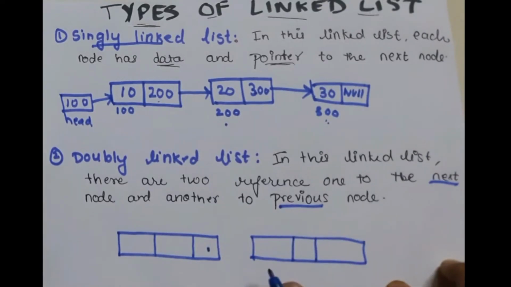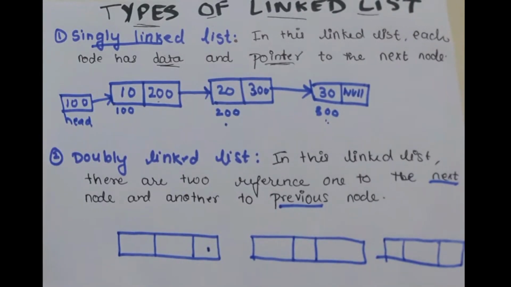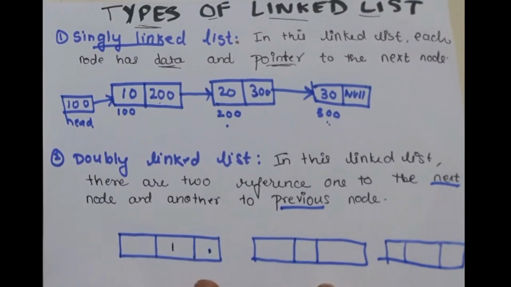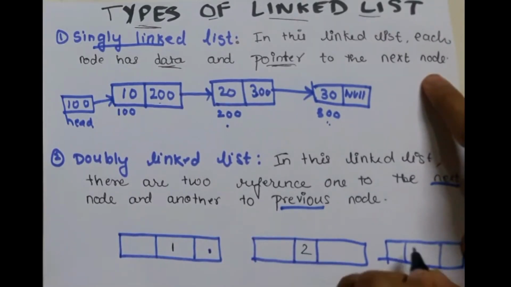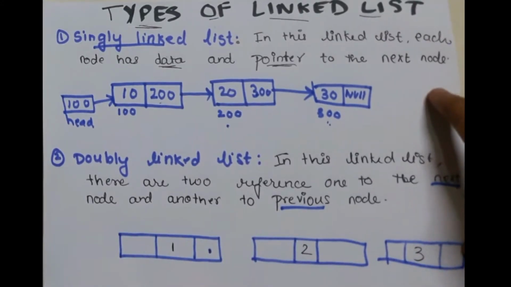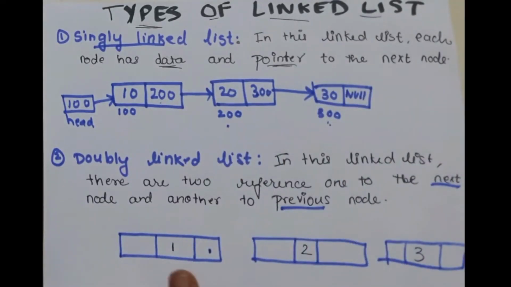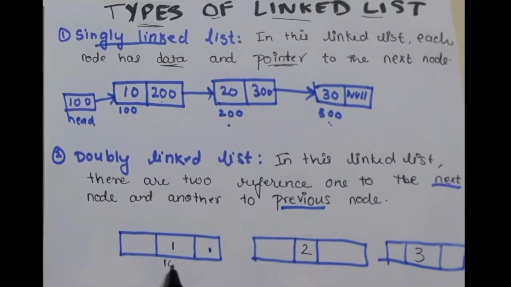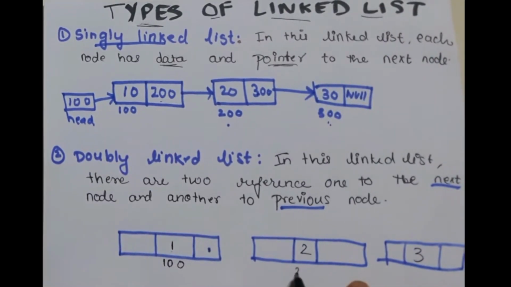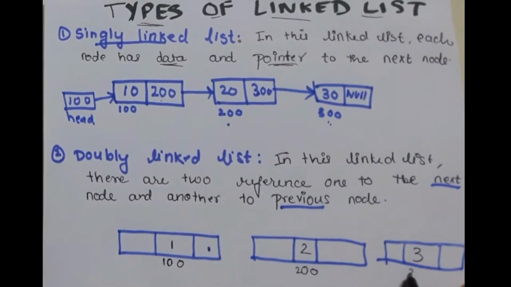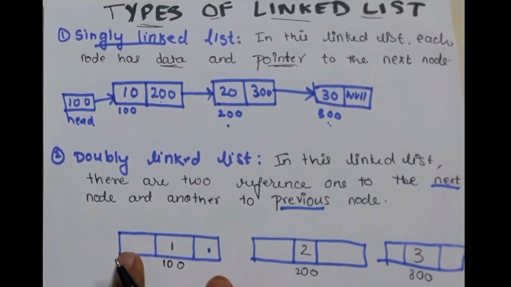Okay. Now again we'll consider three nodes. Suppose. Okay. Now these are three nodes. Okay. Now we'll add data to this. 1, 2 and 3. So the middle field of this node is for data. Okay. Now address of this node. Suppose the address of first node is 100, address of second node is 200 and third node is 300. Okay.